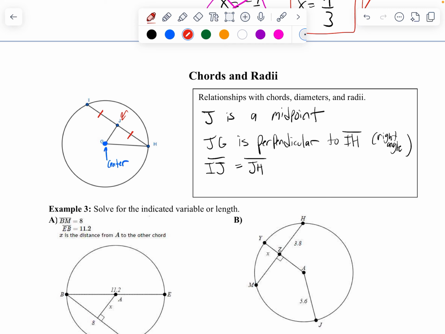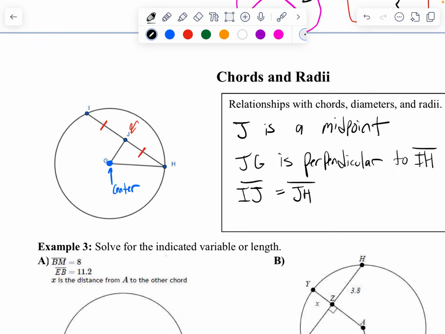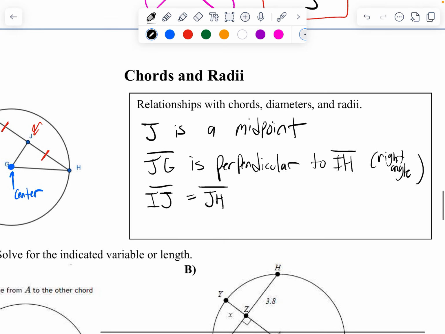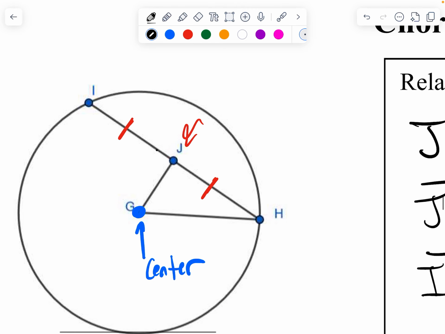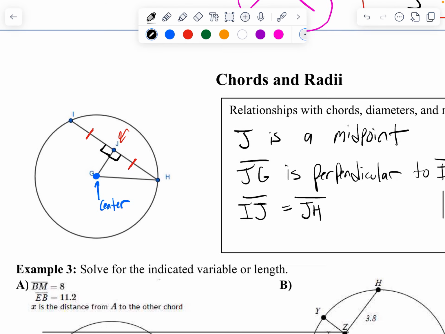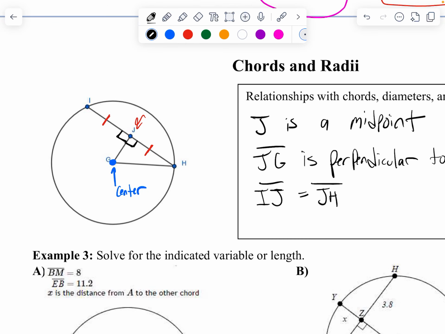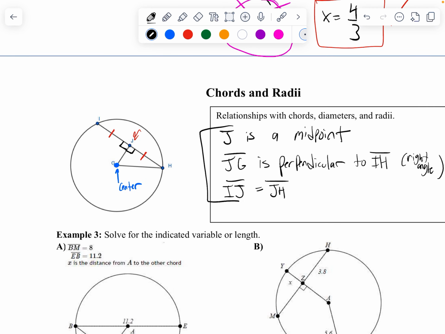And then it also follows that if you have that, then you have that J to G, that segment, is perpendicular to IH. Or in other words, you have a right angle here and right here as well. Okay, so essentially what happens is that if you have a radius and a chord that intersect at a right angle, or if you're told that J is a midpoint, right, if you have any of those, one of the 3 things, you are guaranteed the other 2. That's kind of what this property is saying.